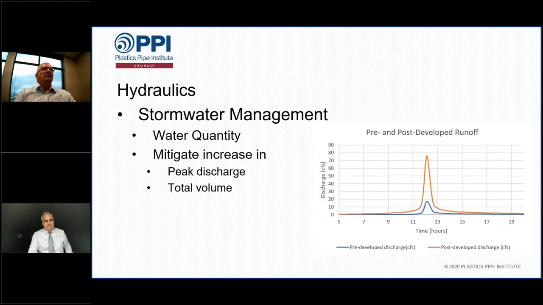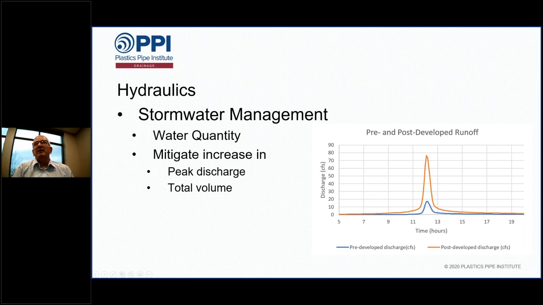Okay. So back to what we're trying to accomplish here, which is stormwater management and water quantity. What we're really trying to do is mitigate the increase in peak discharge and the total volume. And what you see in the chart is a post-developed hydrograph and a pre-developed hydrograph. You can see that both your peak and your volume are substantially higher for a post-developed, where the volume is the area underneath the curve. And so we're going to try and mitigate that.